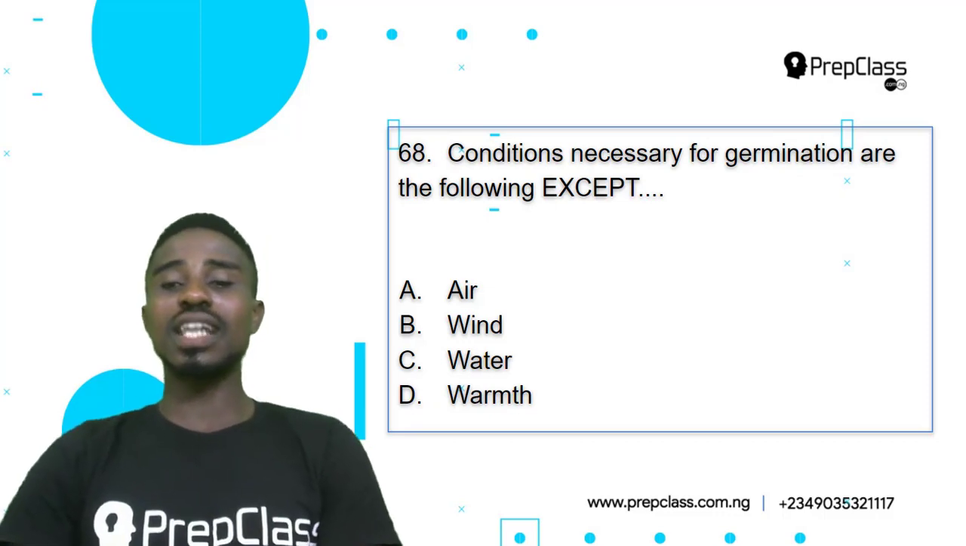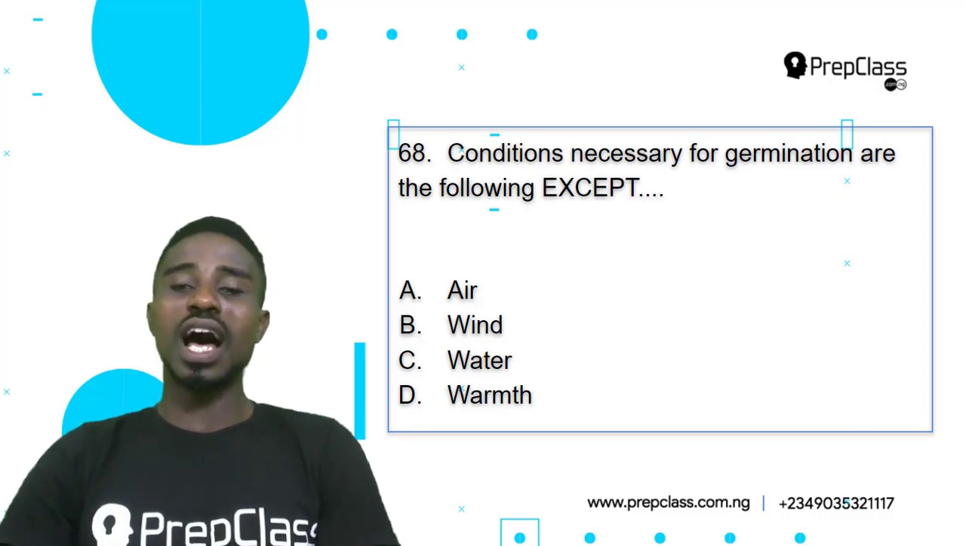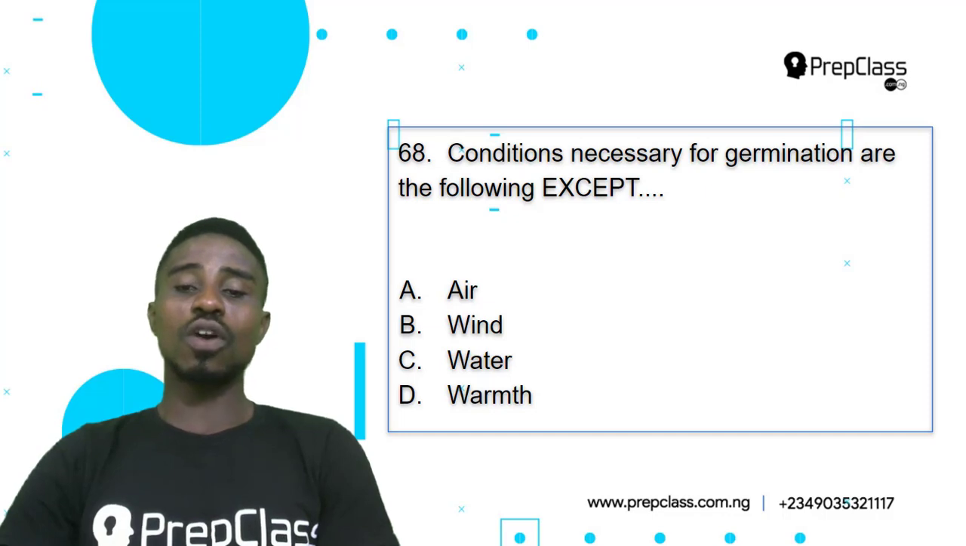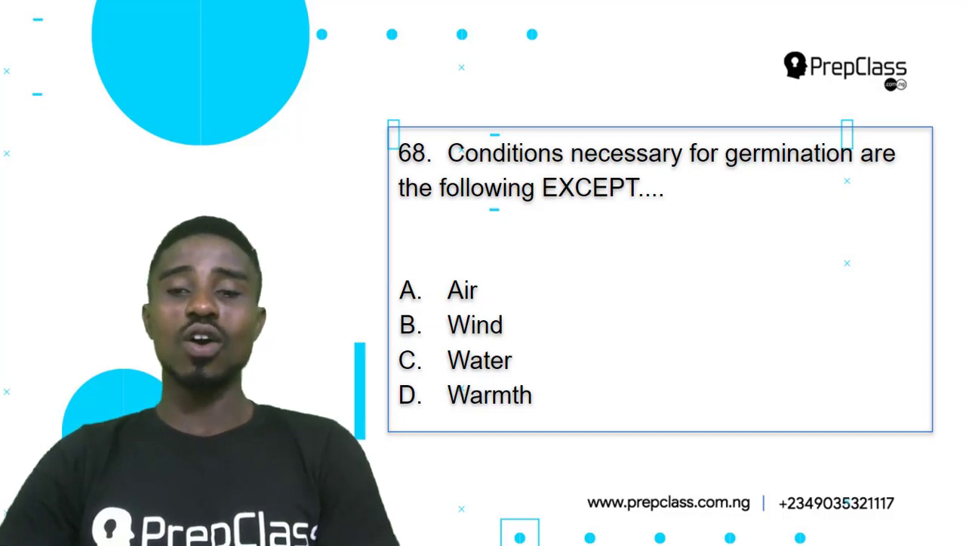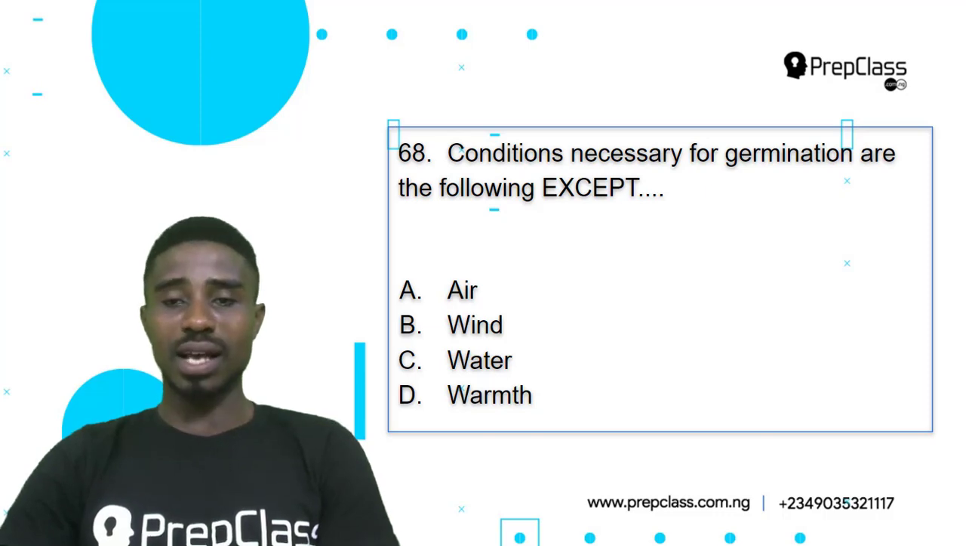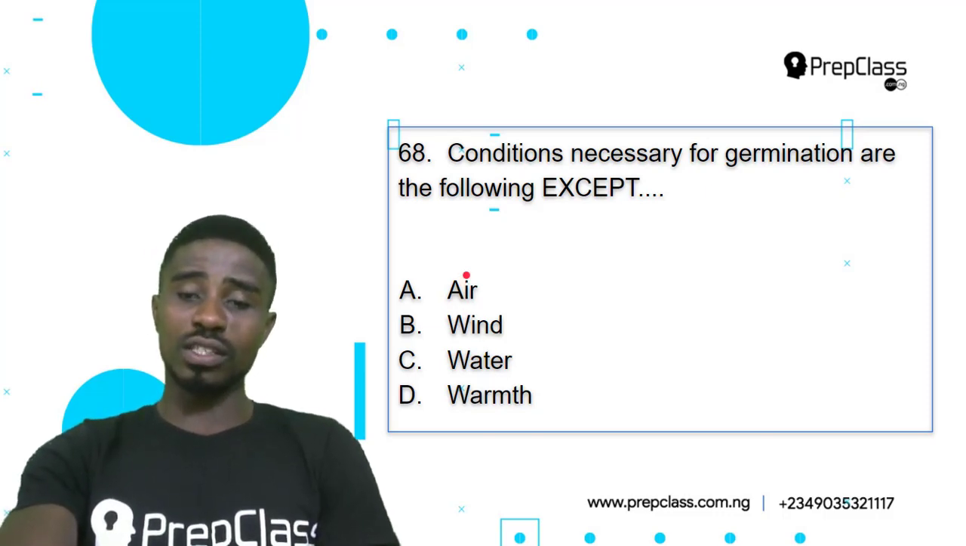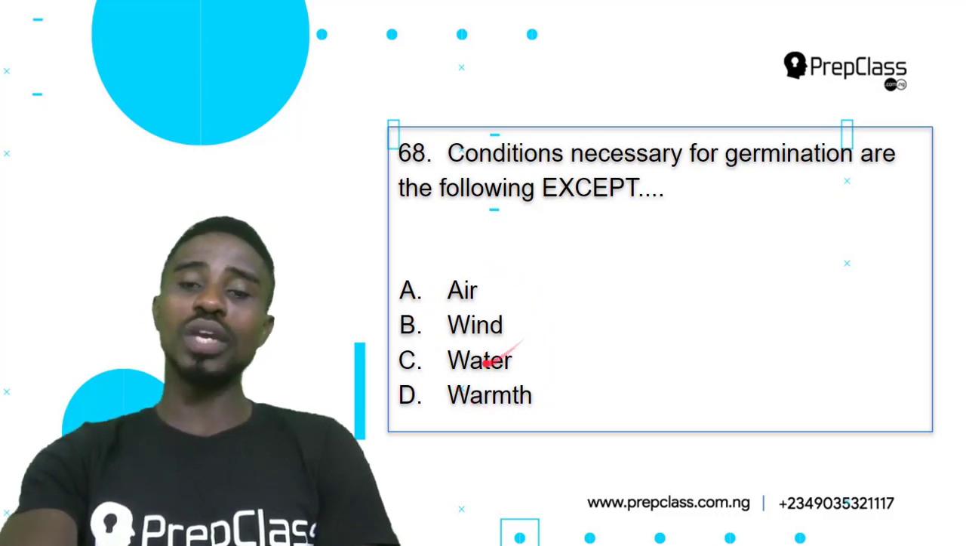68. Conditions necessary for germination are the following except A. Air, B. Wind, C. Water, D. Warmth. For us to carefully select the correct answer, we need to analyze all of the options and see which one best answers our question. Now, basically, almost all of these are necessary for germination except the wind.